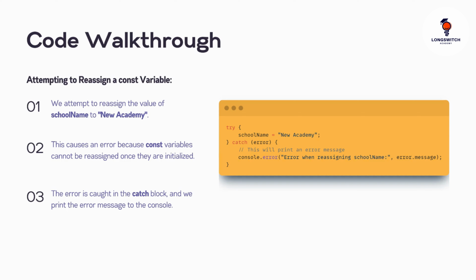Let's move forward. Next, we attempt to reassign the value of school name to new academy. This causes an error because const variables cannot be reassigned once they are initialized. The error is caught in the catch block, and we print the error message to the console.